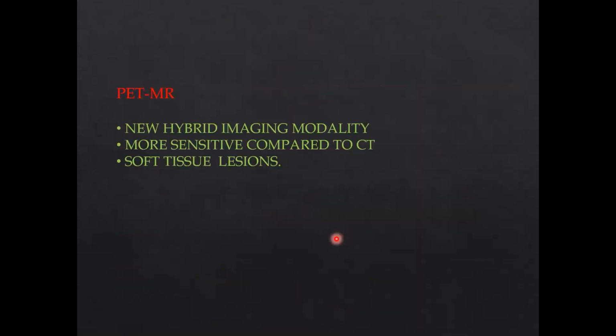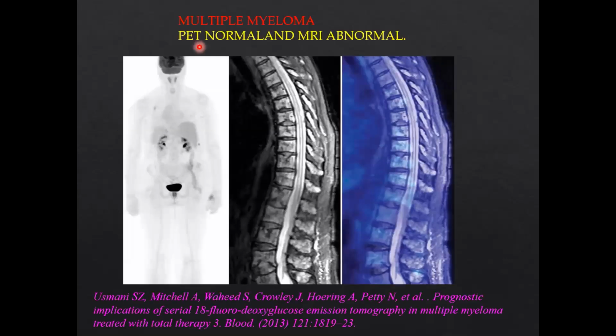Coming to the last one or two slides, the role of PET MR. This is not a part of my talk, but I just want to show one case of how different the scenario will be compared to PET CT. It is a new hybrid imaging modality. It is more sensitive compared to CT in soft tissue lesions. This is a case of multiple myeloma where PET is normal and MRI is abnormal. PET is normal, but MRI shows extensive mixed density bony lesions with erosions, end plate changes, subchondral bony changes, but fused PET MR doesn't show them. So there are certain times where MRI will be more sensitive and more specific as compared to PET.